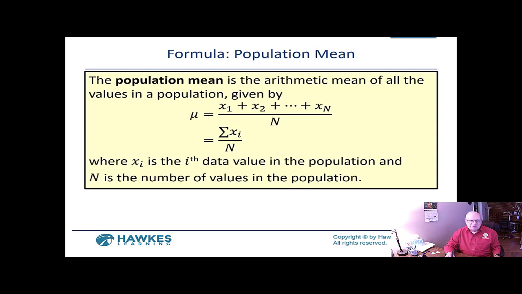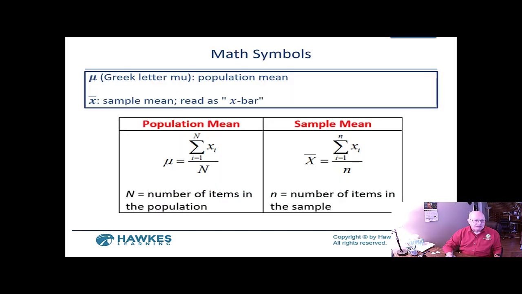Population mean is calculated almost exactly the same way. The only difference is that on the bottom you're talking about the number of values in the population instead of the sample. And here we are, you can take a look at those too. Notice that mu is used for the population, x bar is used for the sample.